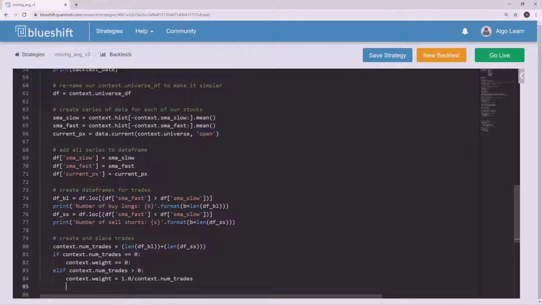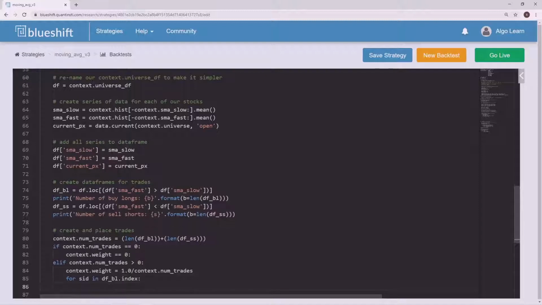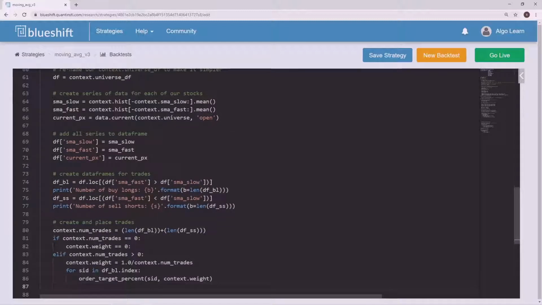Now that we have our weight, we're going to do a quick for loop. For the security ID in the df_buy_long index, we're going to do order_target_percent with SID and context weight. Notice that I did not put a negative in front of context.weight because we're not selling short, we're buying long, so I keep that positive. If I wanted to sell short, you'll see what we're going to do in a second.